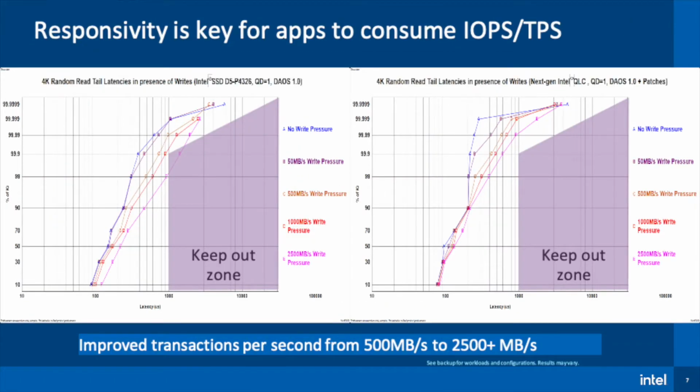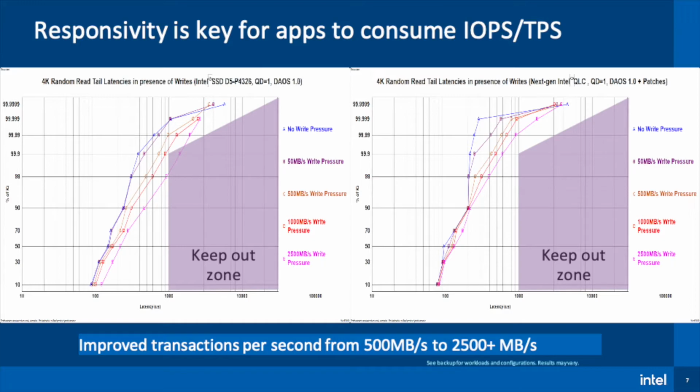So transitioning to read quality of service with write pressure: without responsiveness, IOPS or transactions per second cannot be utilized by the application. There are many ways to achieve transactions per second, but without the right latencies, it's not helpful. We saw a significant improvement in transactions going from 500 megabytes per second to 2.5 gigabytes per second with DAOS 1.0 with their performance patches.